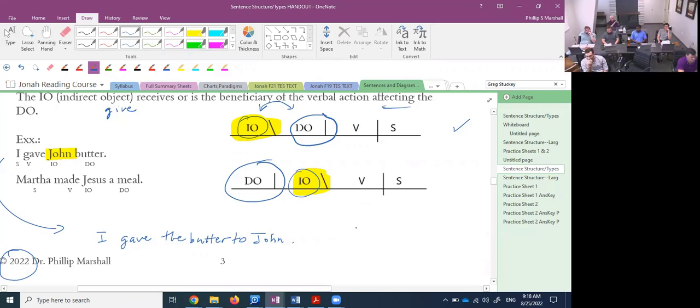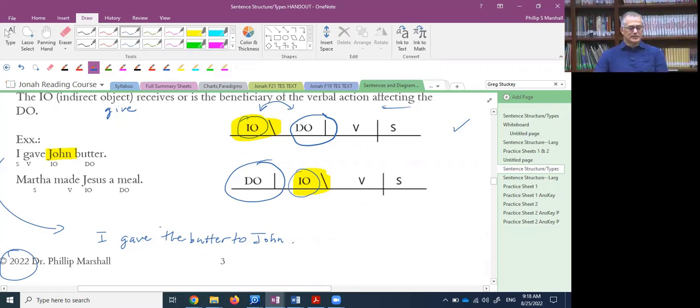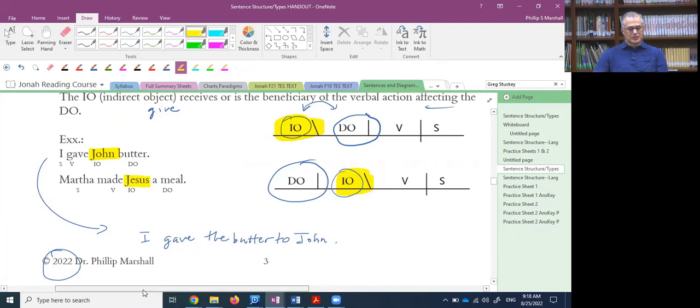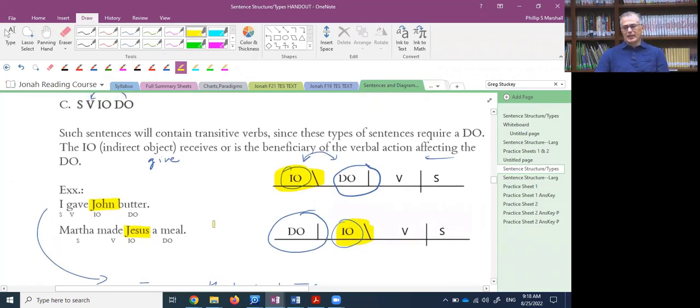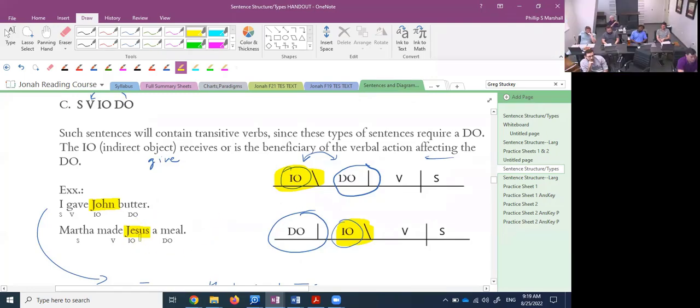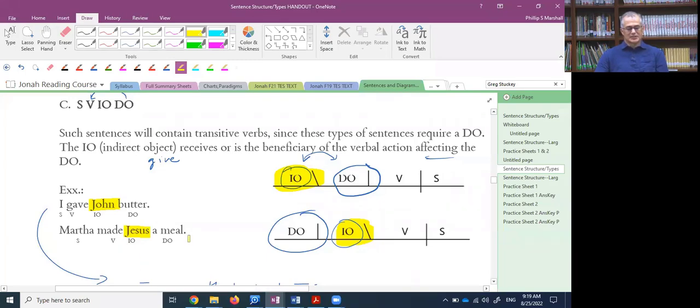Thank you. Okay. So Martha made Jesus a meal. Traditionally, these sorts of sentences have also been described as subject, verb, indirect object, direct object. I'm going to quibble with this a little bit later. I could quibble with it now, but I'm not 100% convinced that in a sentence like this, Jesus is truly an indirect object. Because I'm not certain that Jesus is obligatory in a sentence like this.